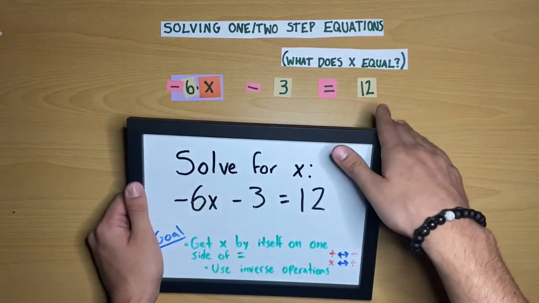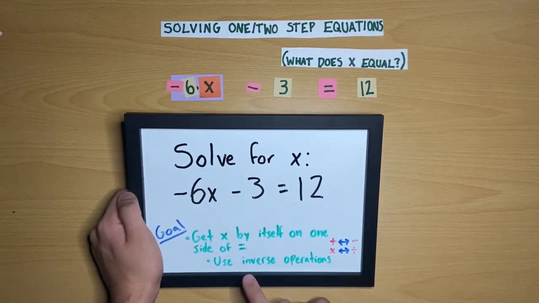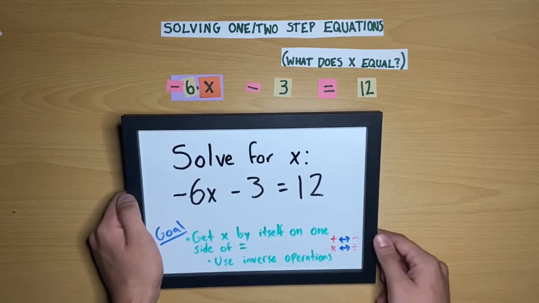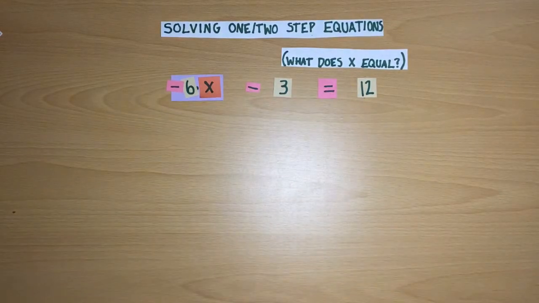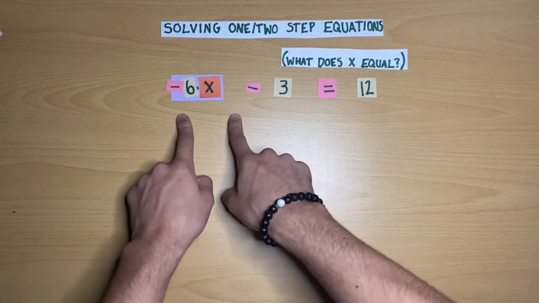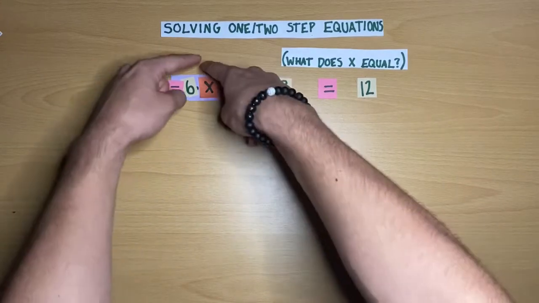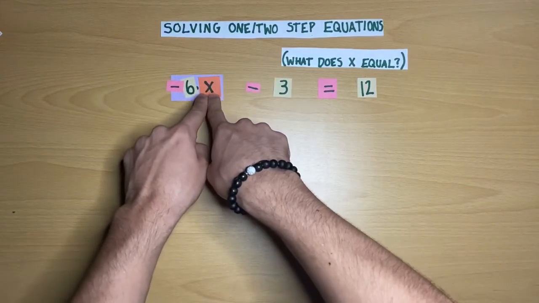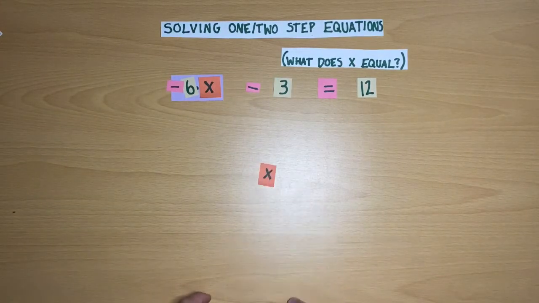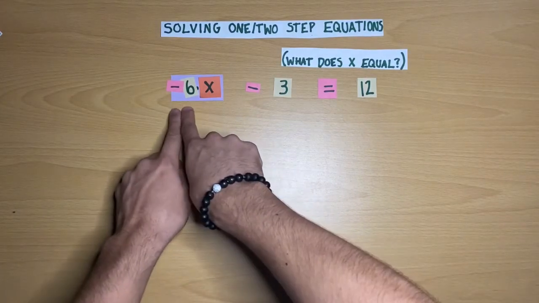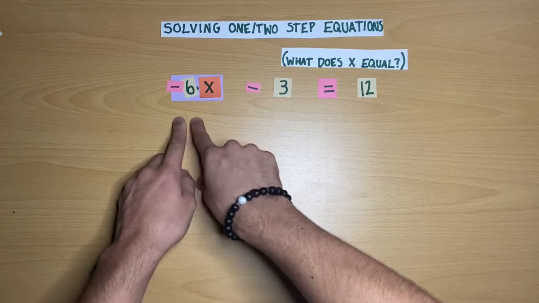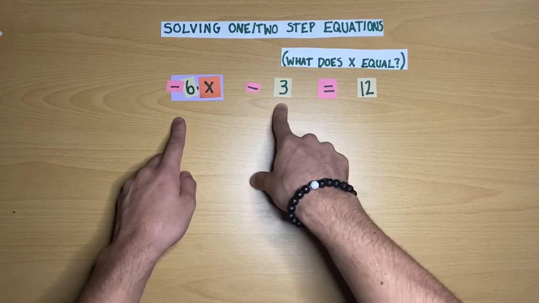And I already went ahead and set it up. And again, the goal is to get x by itself on one side of the equal sign using inverse operations, like we did in the first problem. So the first thing is we see that this x is here, and we somehow want to get this x to look like this, just 1x. But we see that it's attached to the negative 6, and there's this minus 3.